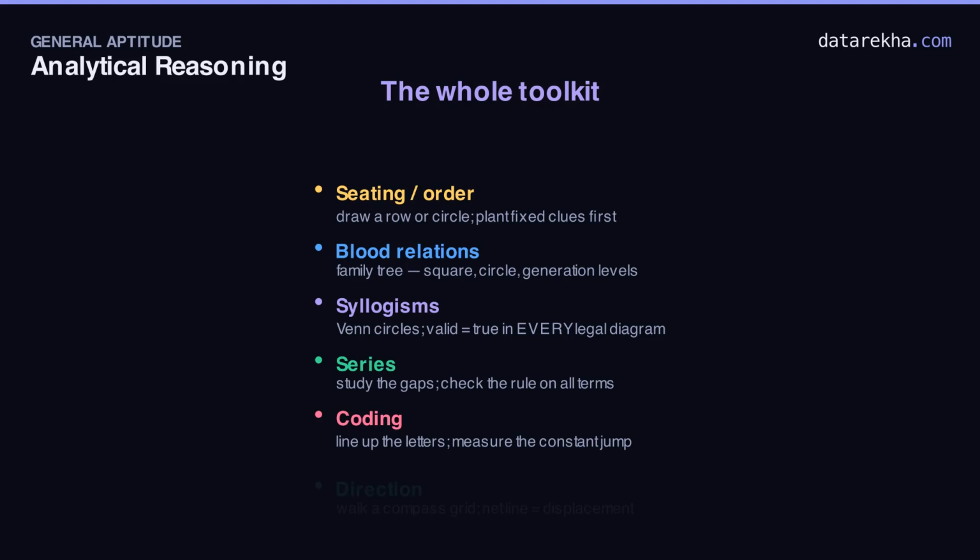Coding. Line the code under the word and measure the constant jump. Forward to encode, backward to decode. And direction. Walk a compass grid. The straight line home is the net displacement. 6 pictures, but one rule underneath. Never reason in your head when you can draw it, and trust only what the diagram proves. Do that, and these stop being puzzles and become procedures.